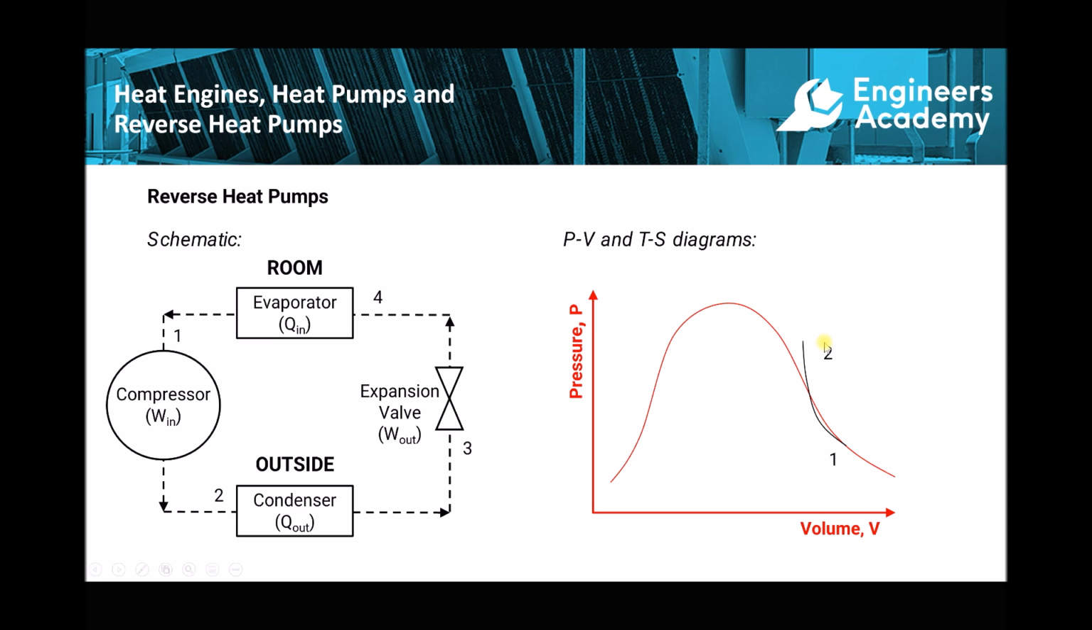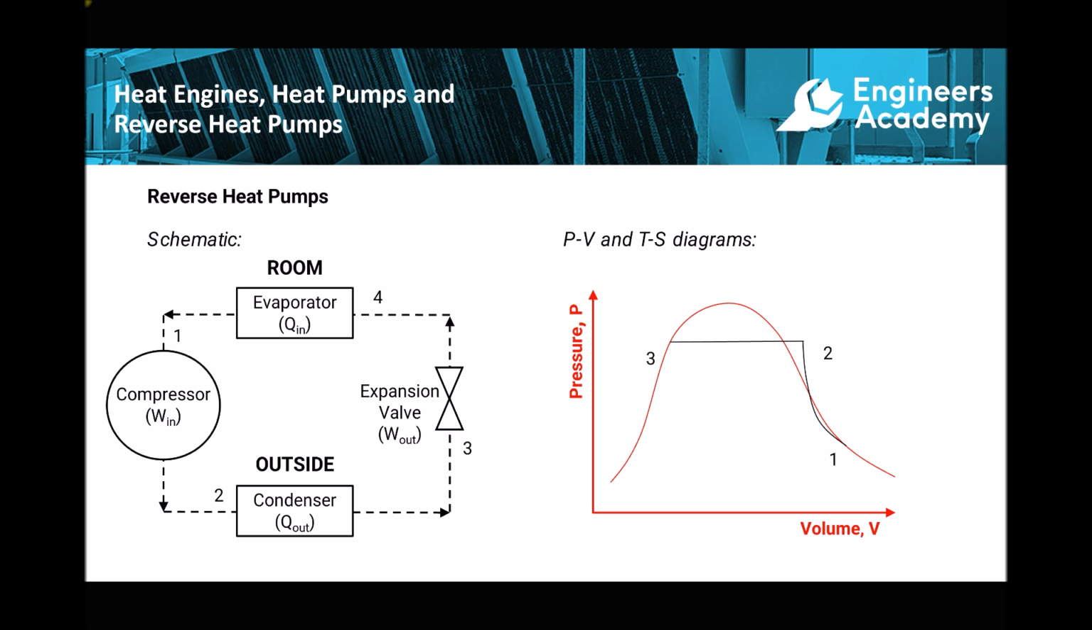This time the refrigerant is hotter than the outside air, so as it passes through the outside heat exchanger, it's going to give up heat energy to the outside air. As it loses heat energy, it's going to cool down. Now once again, because this is a constant pressure process, the cooling down of that refrigerant is going to cause it to contract, and as it contracts, its volume decreases. 3 to 4 then is our expansion valve.